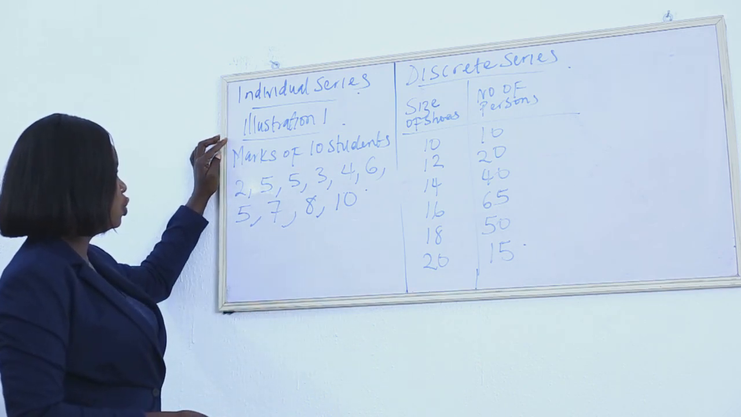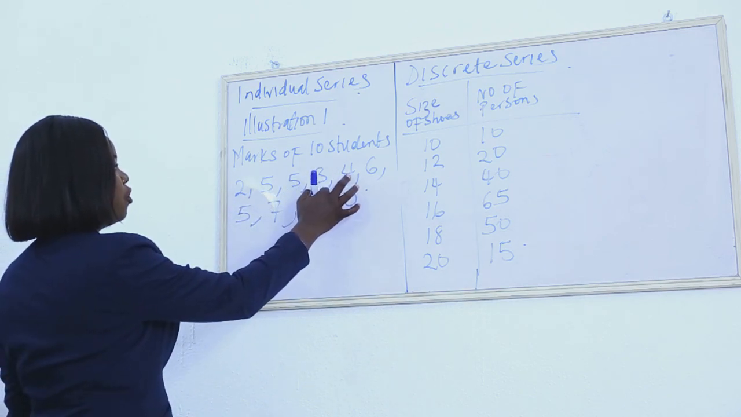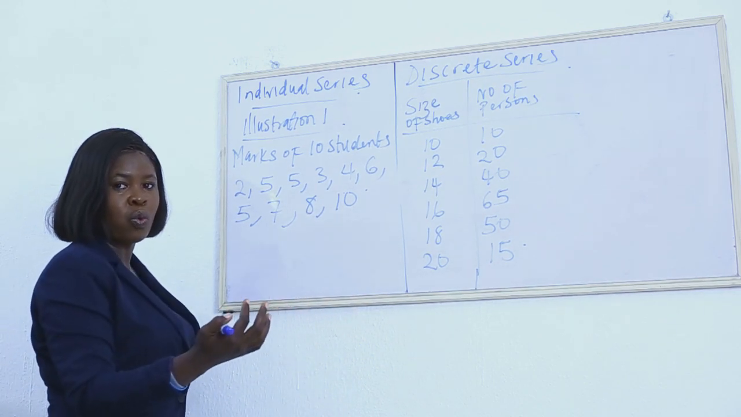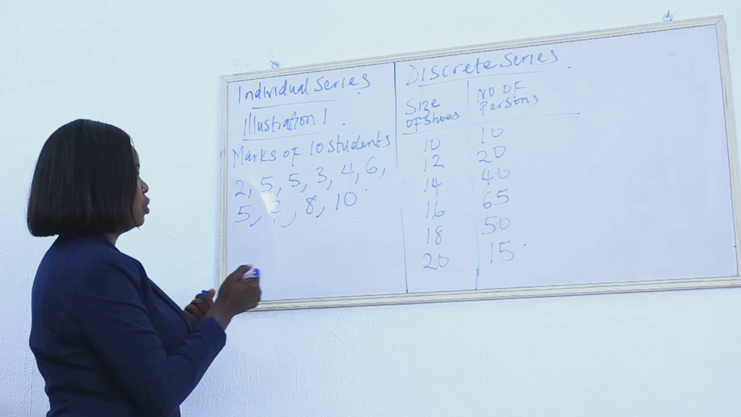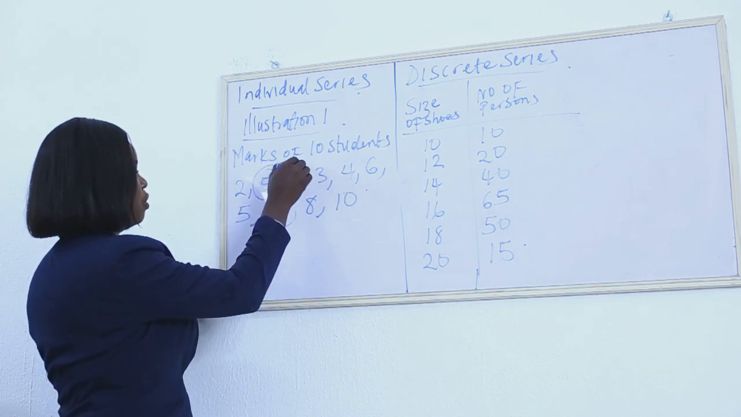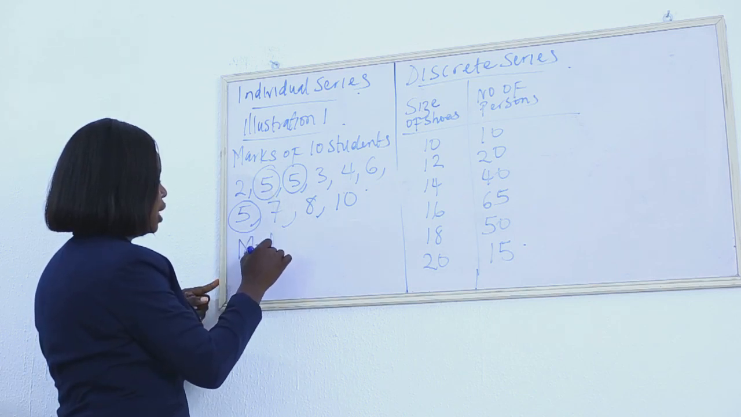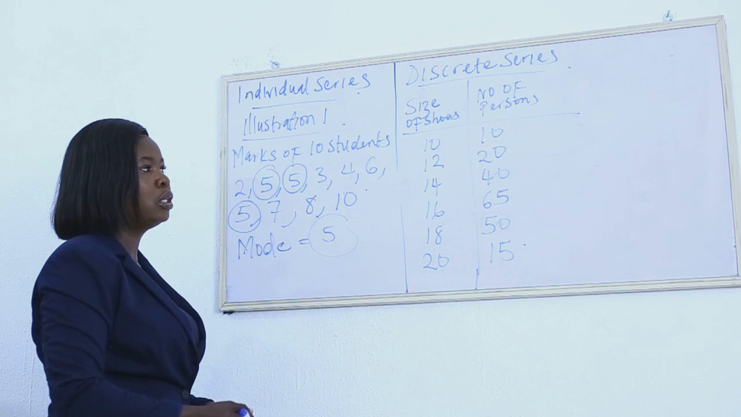Look at this illustration one. Marks of 10 students: 2, 5, 5, 3, 4, 6, 5, 7, 8, 10. What is the mode? What mark has appeared the most? If you look, 5 has appeared the most, so our modal mark will be 5. So the mode here is 5 because it has occurred the most.